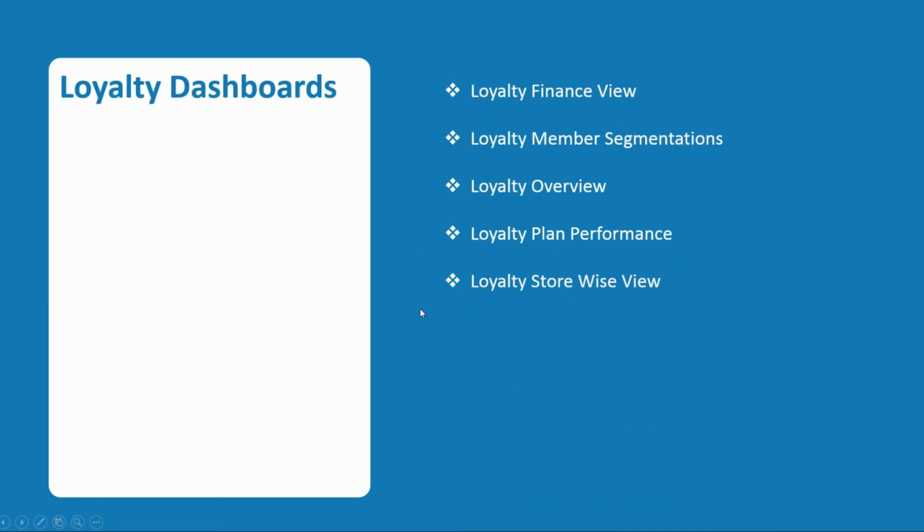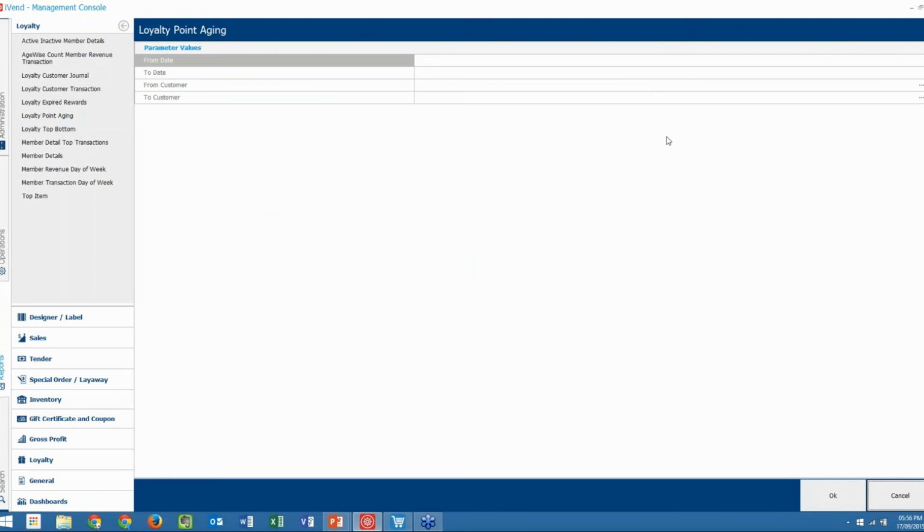Next up, we also have new loyalty dashboards that come with 6.1.4. These include things such as loyalty finance view, loyalty member segmentations, loyalty overview, loyalty plan performance, and loyalty store-wise view. I'm going to start off first with the loyalty finance view.